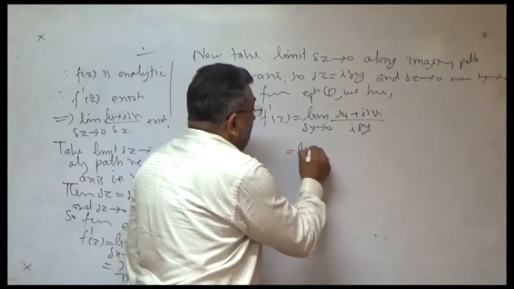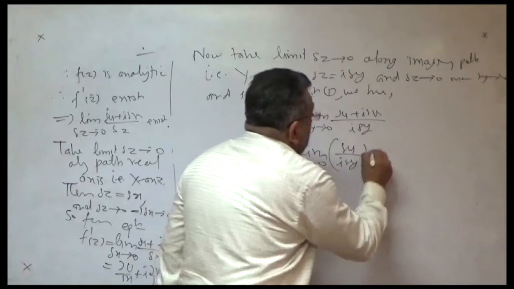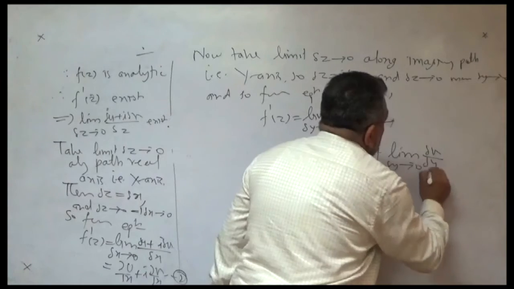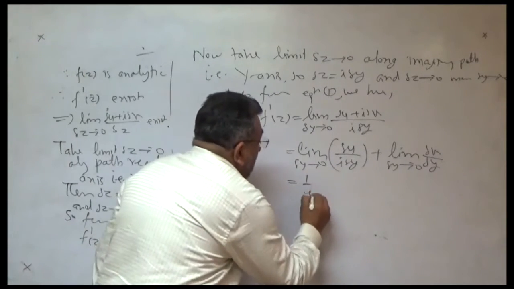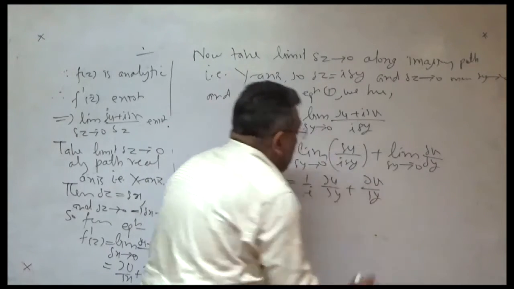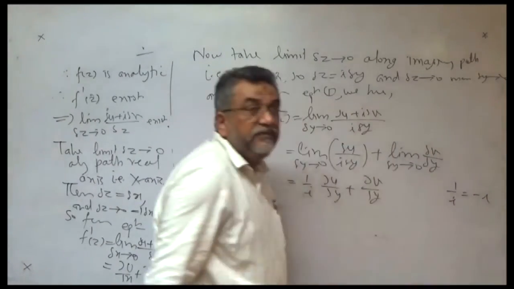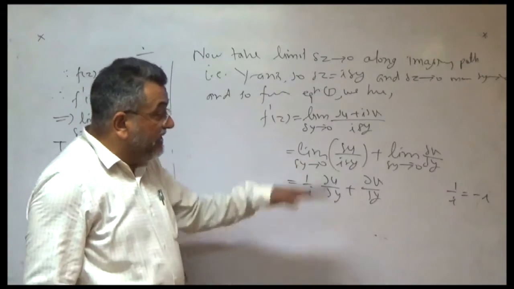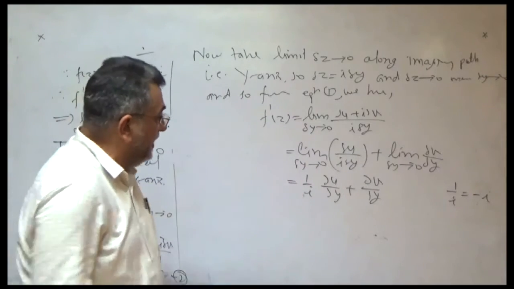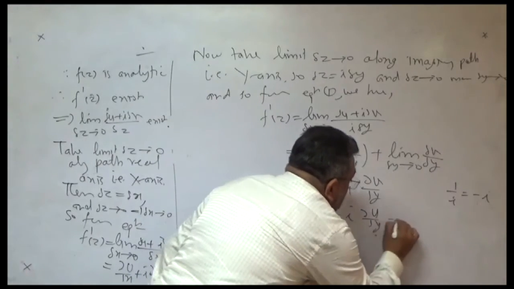And take this separately, we get limit delta y tending to 0, del u upon i del y. The i is cancelled out. Limit delta y tending to 0, delta v upon delta y. This is 1 upon i del u by del y. This is delta v upon delta y. And we know that 1 upon i means minus i. If we rationalize this after multiplying i in numerator and denominator, then we get this, because we know that i square equal to minus 1. And so it is equal to del v by del y minus i del u by del y. Take this as equation 3.